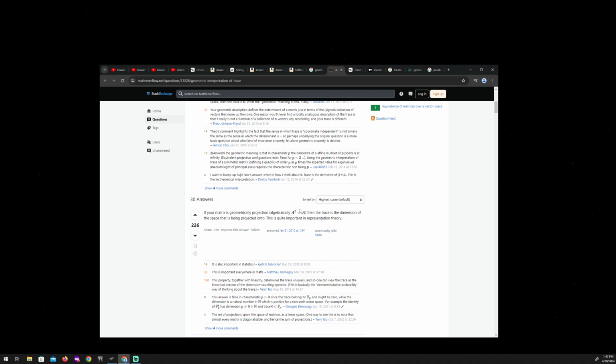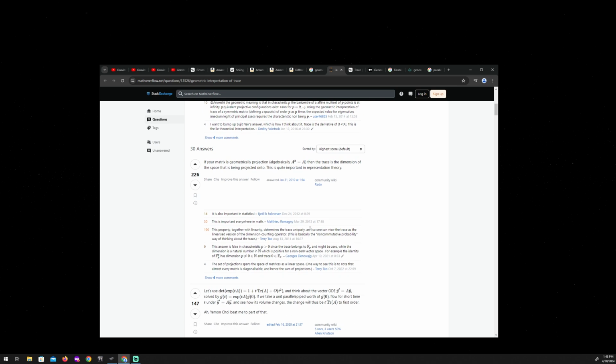This is quite important in representation theory. So representation theory is where you study Lie groups, which I've talked about here before, and you represent them with matrices. So I do need to study projection matrices. I understand that they project one vector space onto another. You can kind of think like if you had 3 dimensions and then you squash it onto 2 dimensions, some plane within that space, that would be an example of what a projection matrix does, I think.